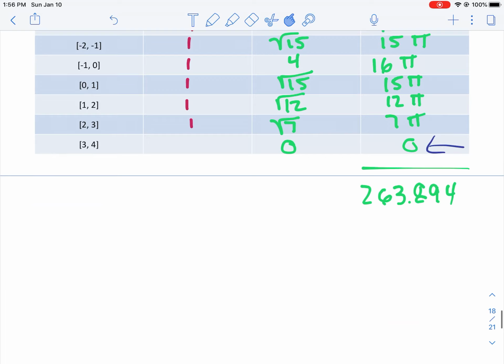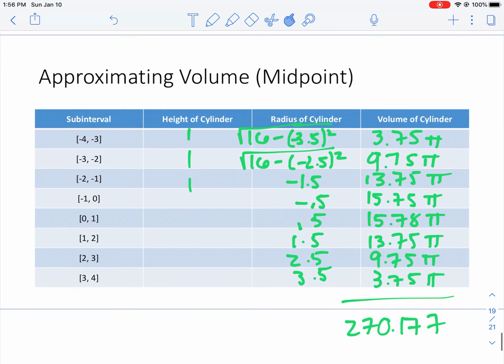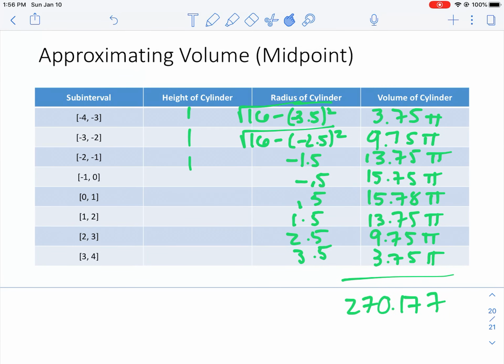Okay, so we can see that these estimates are a little bit low, but they do work. Again, you can pause the video here to take a look at approximating the volume using the midpoint, and you'll see that that gets you a little closer to what the actual volume would in fact be. Okay, these would be in units cubed, whatever these units would be.